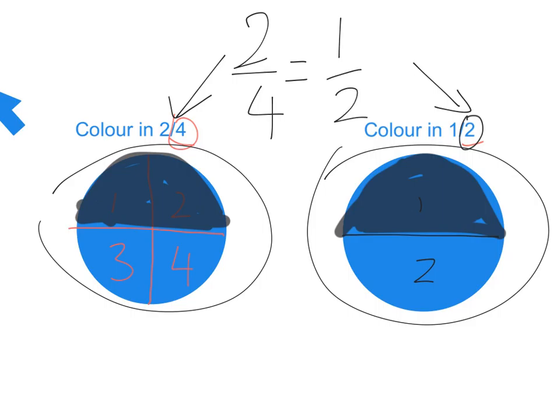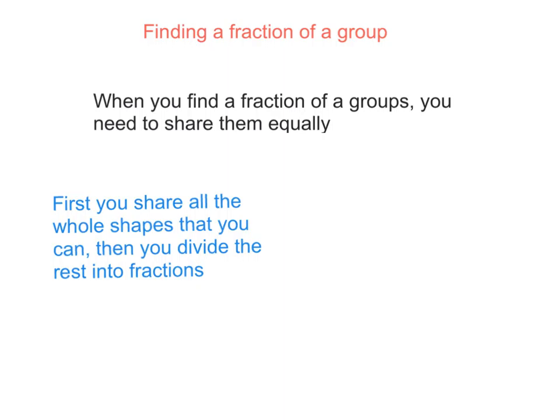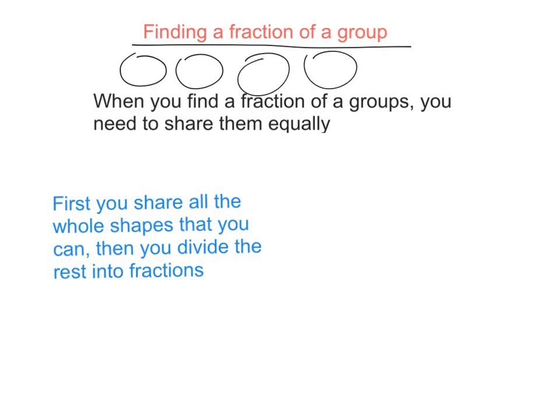Now we're going to move on to what we were talking about in class, which is fractions of a group. So if you have a group of different ones and you want to share, maybe you want to share 4 oranges between people, how do we make that a fraction? So when you find a fraction of a group, you need to share them equally. But the first thing you need to do is share all the whole shapes, and then at the end, if there's any left over, you can divide that into fractions.